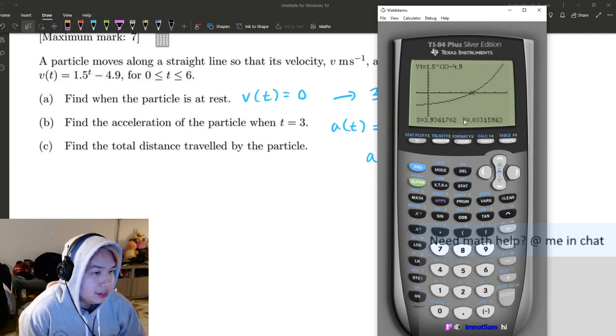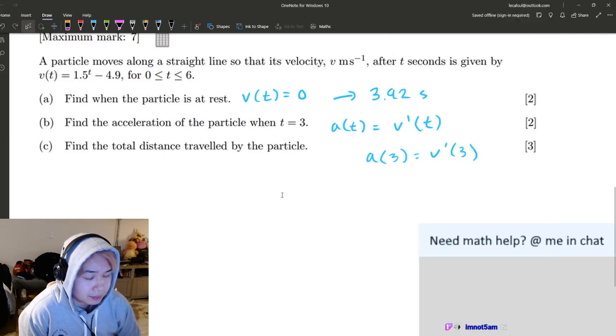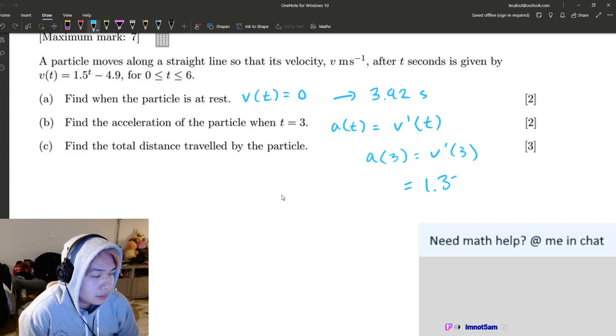And then you can type in the value. You can choose a cursor, but obviously that's not super great. You just literally type in 3. So there you go. The derivative is 1.37. And then this is meters per second squared.